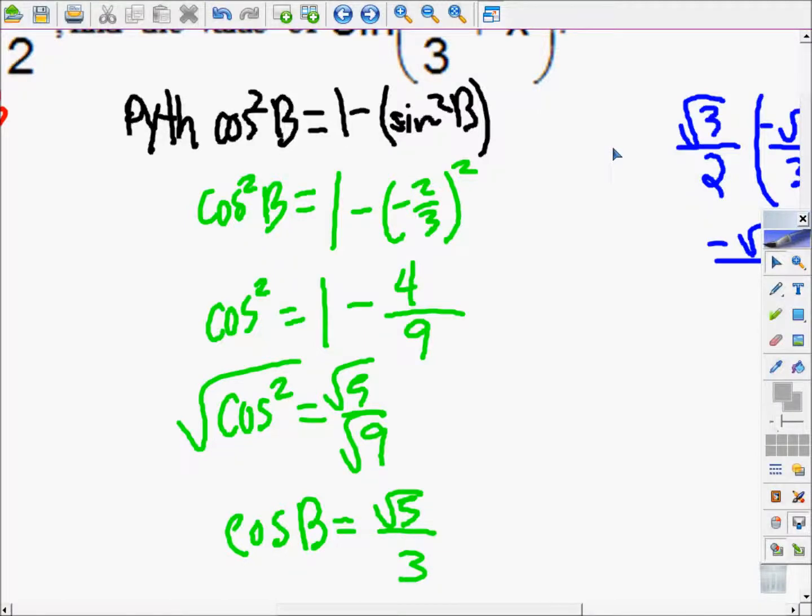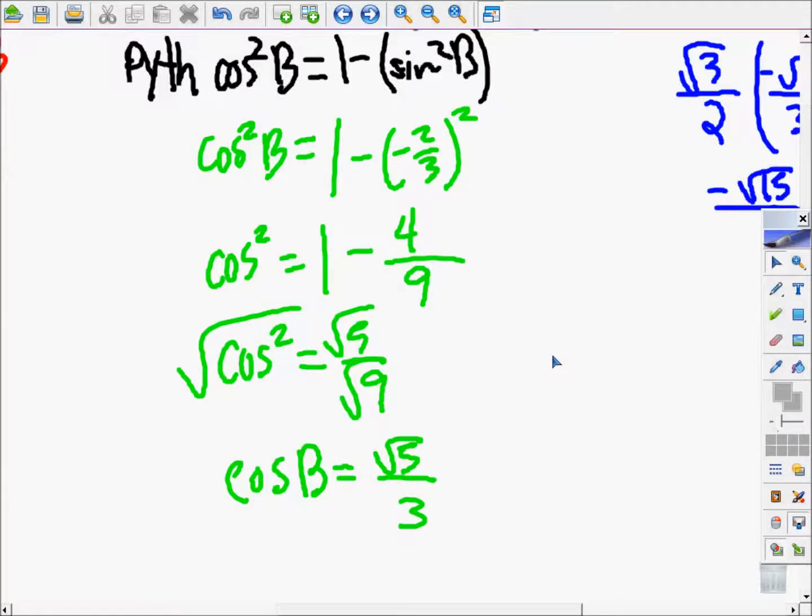Conclusion that 5 is not a perfect square. So when I take the square root of 5, it's just going to be the square root of 5. Did y'all get to that conclusion?